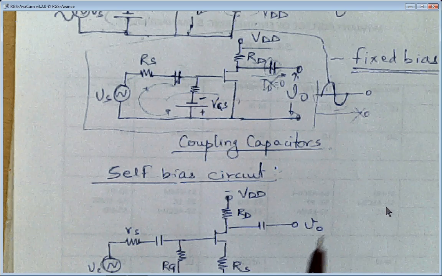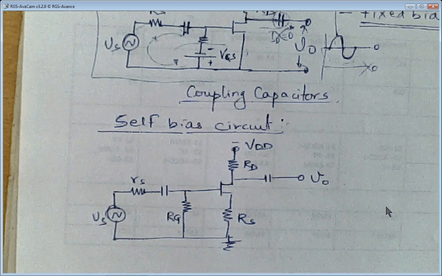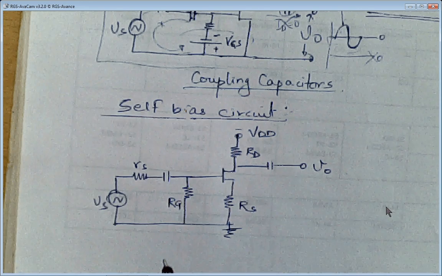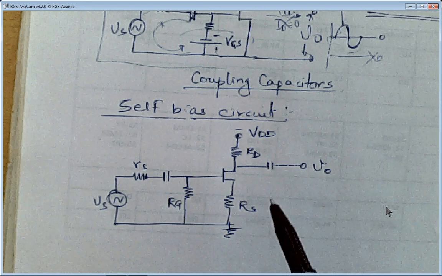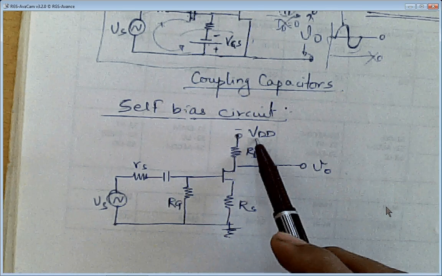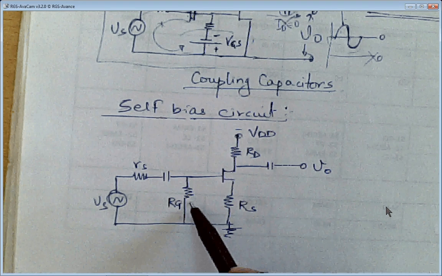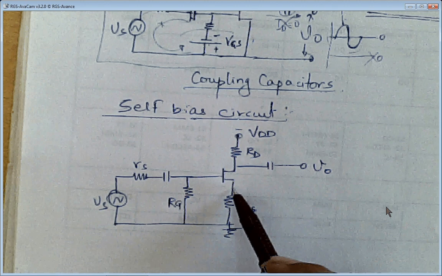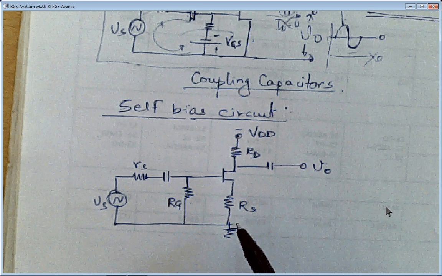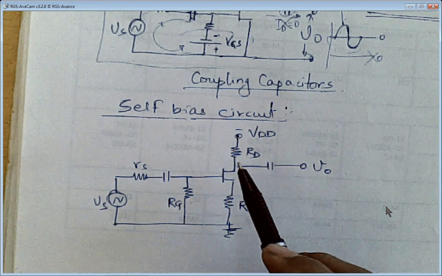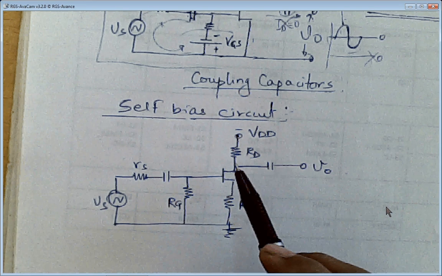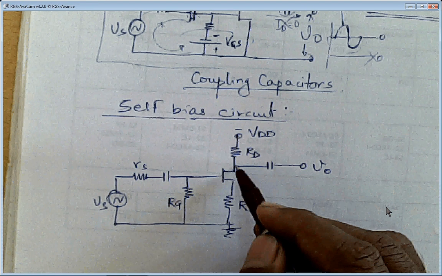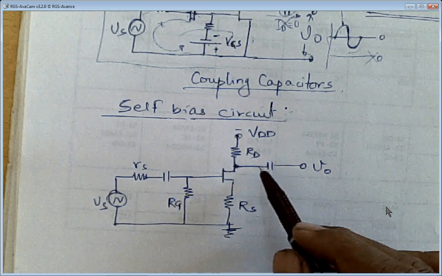Similarly, we have made a self bias circuit which does not include any other power supply, just like VGG or VGS. Only the VDD supply is there. RG is the resistance connected between gate and ground, RS is the resistance connected between the source terminal and ground, and RD is the resistance connected to the drain of the JFET. And we are taking the output voltage from the drain terminal.